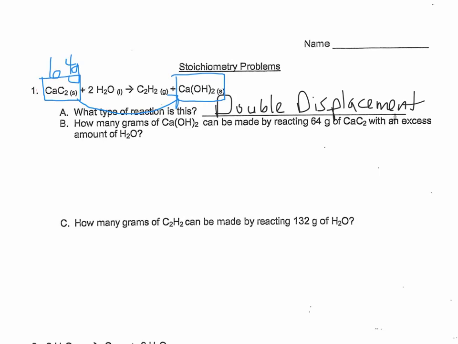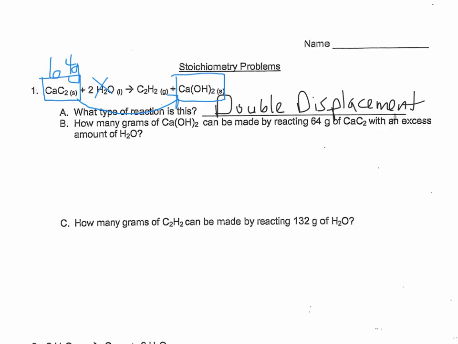Okay? This last part, I don't want you to worry about a whole lot. It says in excess of H2O. What that means is that we're not going to run out of H2O. If we were to run out of it, just like you saw in the rocket lab, the reaction would stop early, right? So that's all that says. Don't worry about that right now. We'll get into that next week. So you can either cross that off or just ignore it, okay?